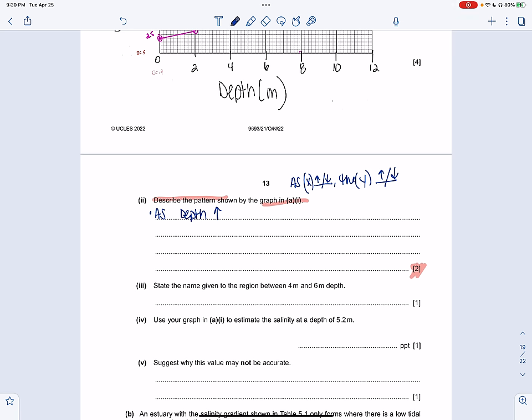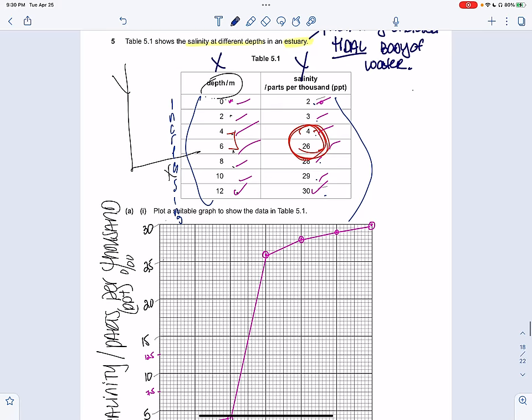Its depth increases, which means it's getting deeper. If depth is a number and it's increasing, it's getting deeper. And again, when you see data like that, 2, 3, 4, 26, that's insane. And then it's 26, 28, 29, 30, it doesn't follow any pattern. What happened here?